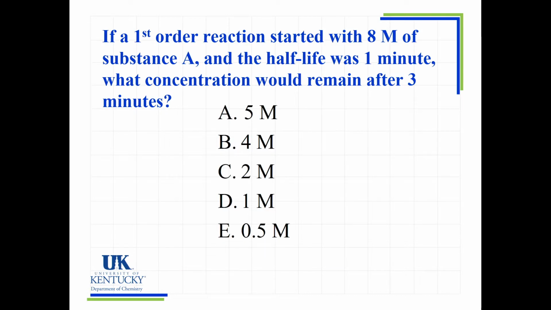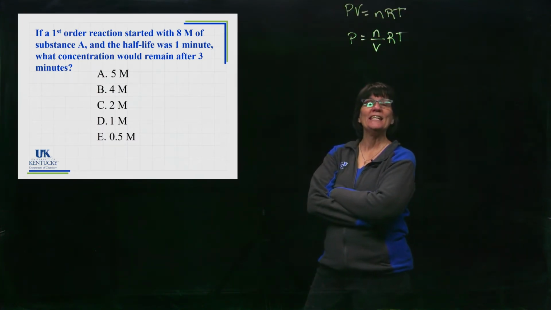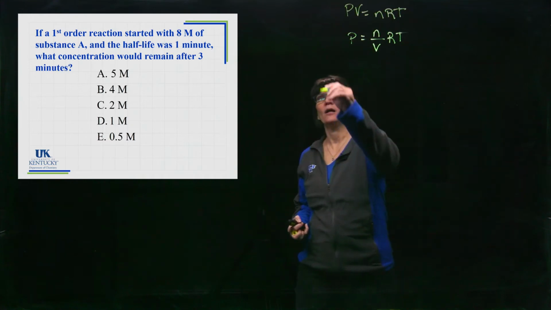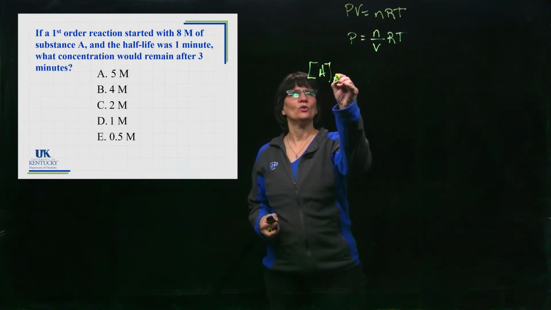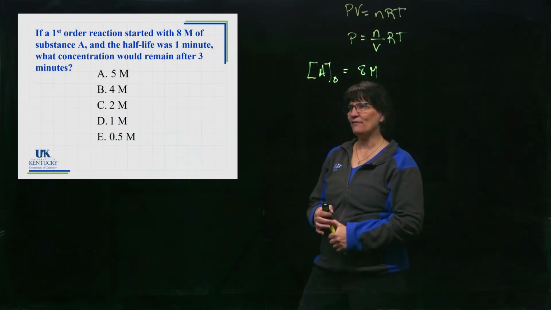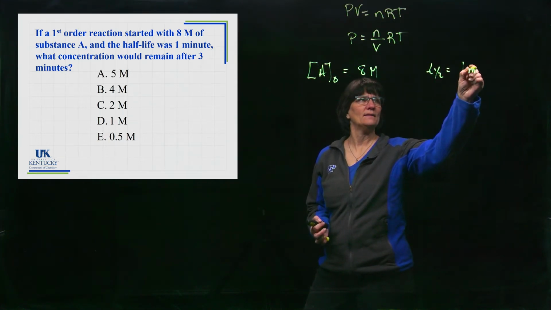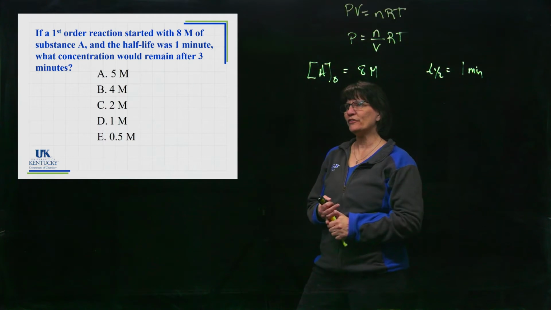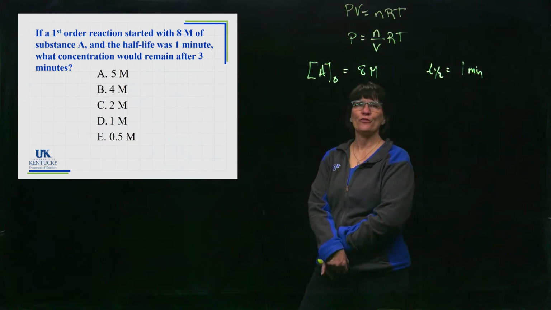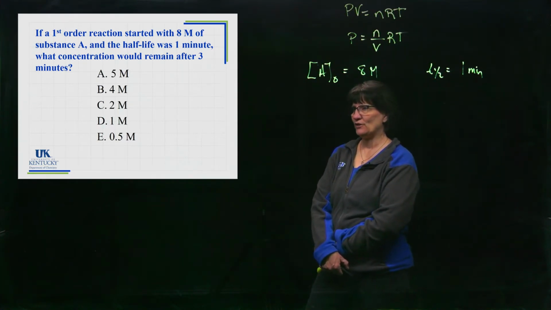Okay, so let's think about this problem. I have a first order reaction, so I know that the half-life is not dependent upon the amount. I'm starting with an initial concentration, I'll call that A initial, of 8 molar. It tells me it has a half-life of 1 minute. t 1/2 equals 1 minute. And it wants to know what's going to be the concentration after 3 minutes. I want you to stop, work your way through that logically, and find your answer.